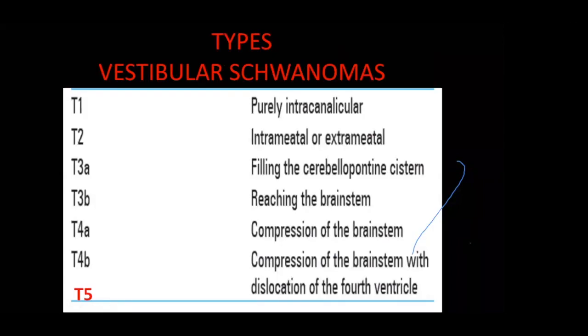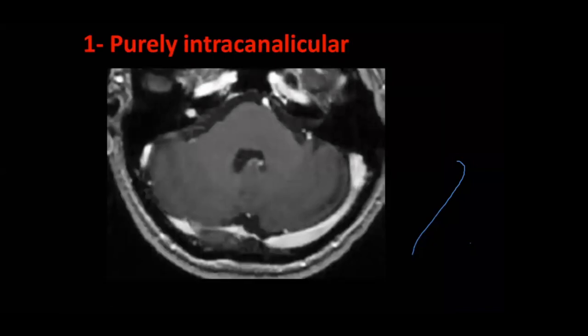So Professor Sami classified these schwannomas into T1, which is inside the canal. T2, it's just coming out of the canal. T3 is divided into 3A and 3B. 3A filling the cistern but not reaching the brainstem. 3B is actually reaching the brainstem. 4A is compressing the brainstem. 4B is a very harsh compression of the brainstem and dislocation of the 4th ventricle. And to this, you add T5. And T5 is the one which is crossing the midline.